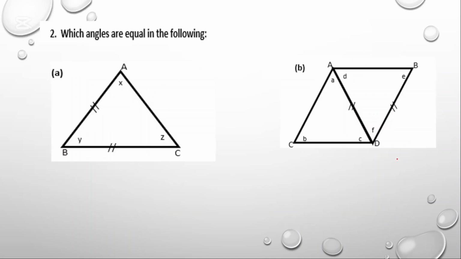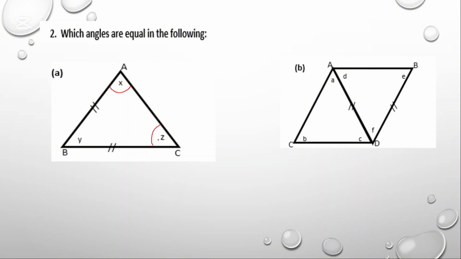Here I have, no, it's not the same exercise. Here we must say which angles are equal in the following. Opposite this side is Z. Opposite that side is X. Easy.